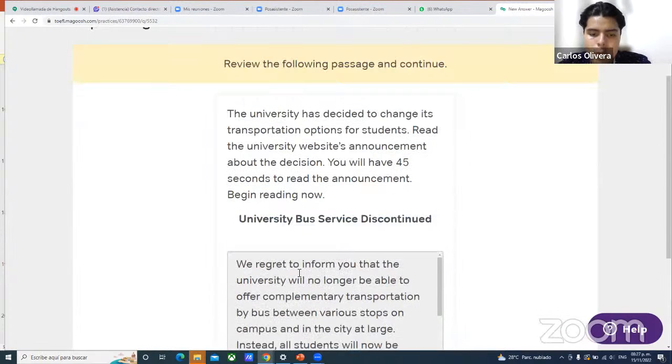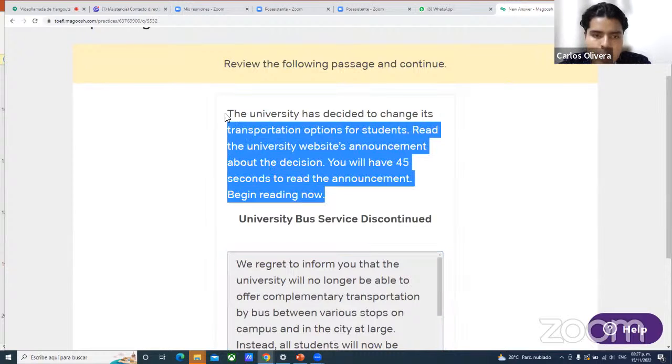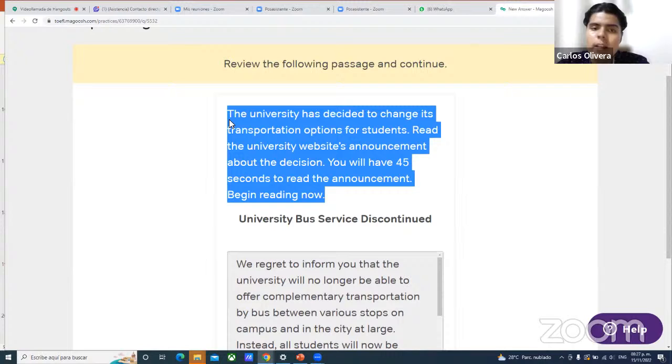Now, if this is your passage, what is this? This is a little bit of context, like a background for you to understand more or less what you're going to be reading. You can read it. If you don't want, you just have to skip it. It's not that important. It's just context if you want to have it. For example, it says, the university has decided to change its transportation options for students. Read the university's website announcement about the decision. You have 45 seconds to read.